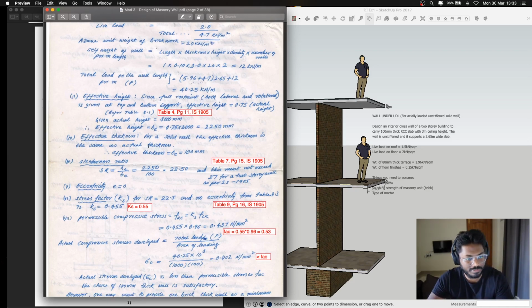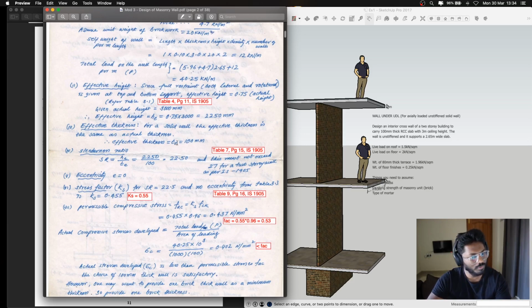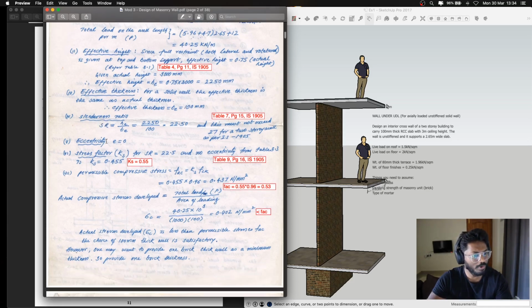Moving on, effective thickness. The effective thickness of a solid wall is the same as the actual thickness, because when we are talking about solid walls, it's usually the same. There is no factor that has to be multiplied to calculate the effective thickness. But if you are going for something like a hollow wall, then you need to consider the thickness of the individual leaves that compose the entire hollow masonry unit. So let's not worry about hollow bricks now. Effective thickness for a solid wall is the same as the actual thickness, so it has been taken as 100 mm, 0.1 meter.